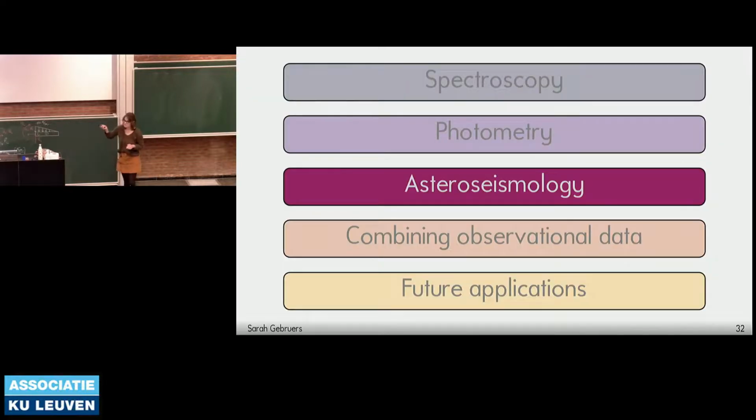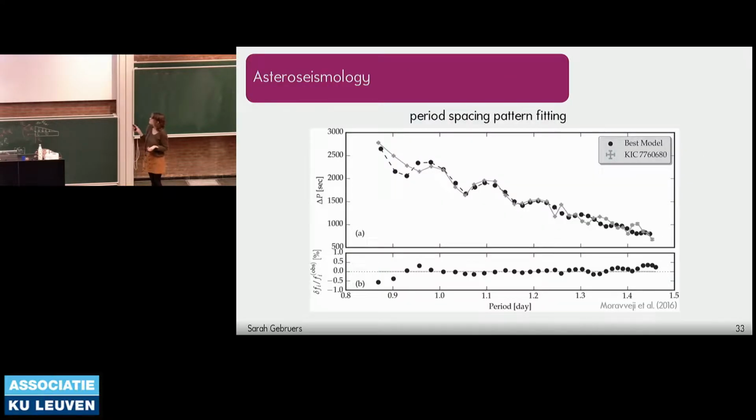The asteroseismology part is also not done yet, but the idea is, this is again the period spacing pattern, like an example that I showed before, where we try to fit a model pattern to the observed pattern, and hence you get the best fitting parameters out of it. So that's the idea in the end.